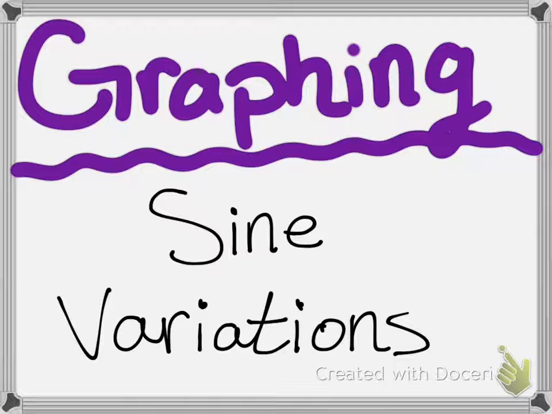What we're going to focus on in this video is graphing the variations of sine, meaning that the actual equation is going to be multiplied, divided, added, or subtracted by something, and it's going to change the original parent function of the sine graph. The ultimate variation of sine: we've seen that y usually equals the sine of just x.